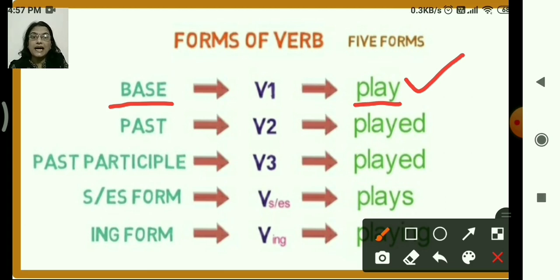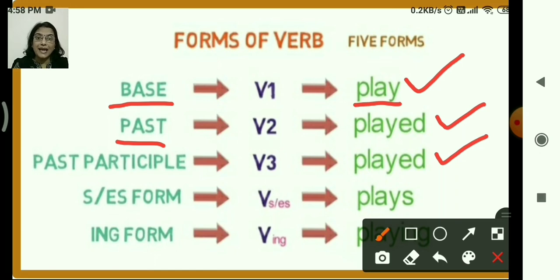Then comes the past tense, past. It is also called V2 or the second form of the verb. What is it? Past tense of play will be played, isn't it? So we add ed, the past tense of that verb. Then comes the past participle. It is also called V3 or the third form of the verb. That means we are to see the past participle of play. It is played.